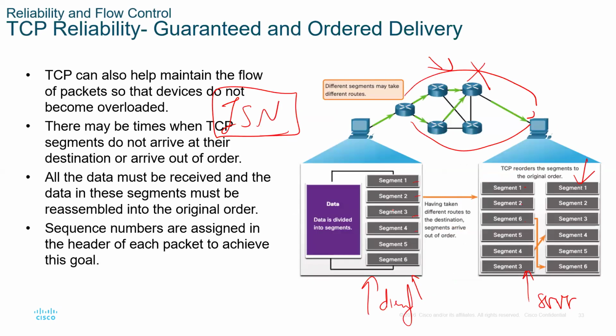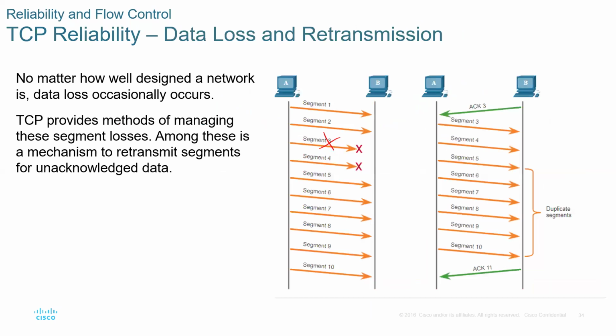Say segment number 3 has not arrived. It means there is a gap here. When there is a gap like that, we know a segment is missing. Then there is a request here for retransmission: could we have segment number 3, which is missing. It needs to be resent. How do we know segment number 3 is really missing using the sequence numbers?